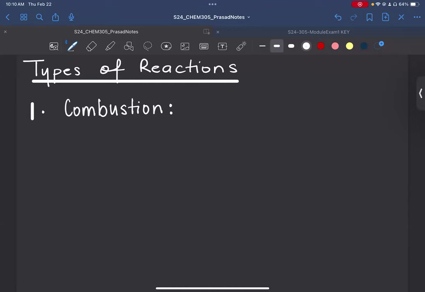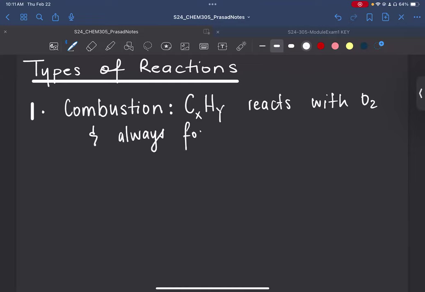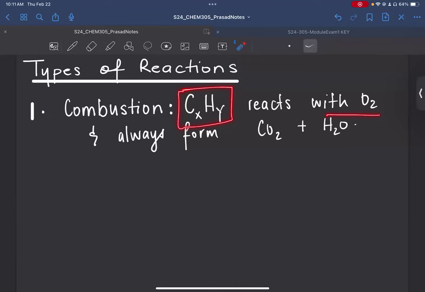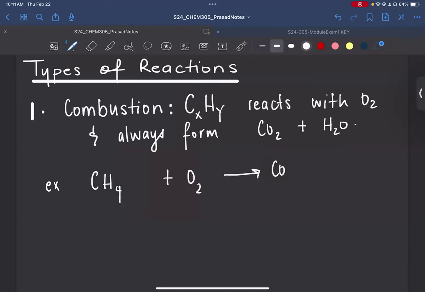Combustion is a very explicit reaction in which a compound containing X amount of carbon and Y amount of hydrogen reacts with O2 and will always form carbon dioxide and water. Always. Anytime any molecule of this form, where X and Y can be any number, reacts with O2 as an oxygen, it will always form CO2 and H2O. An example of this is CH4 plus O2 to give us CO2 and H2O.